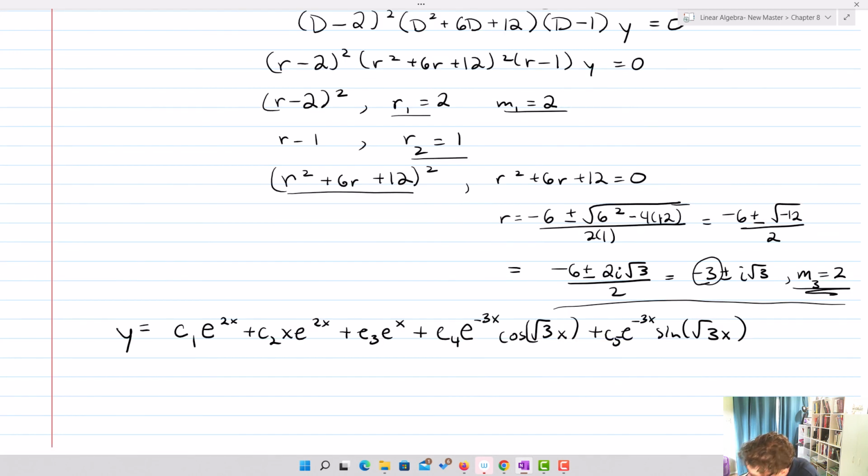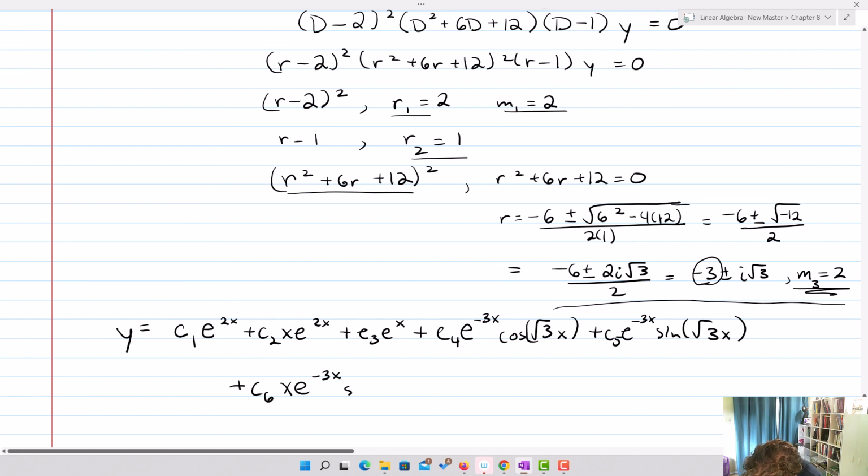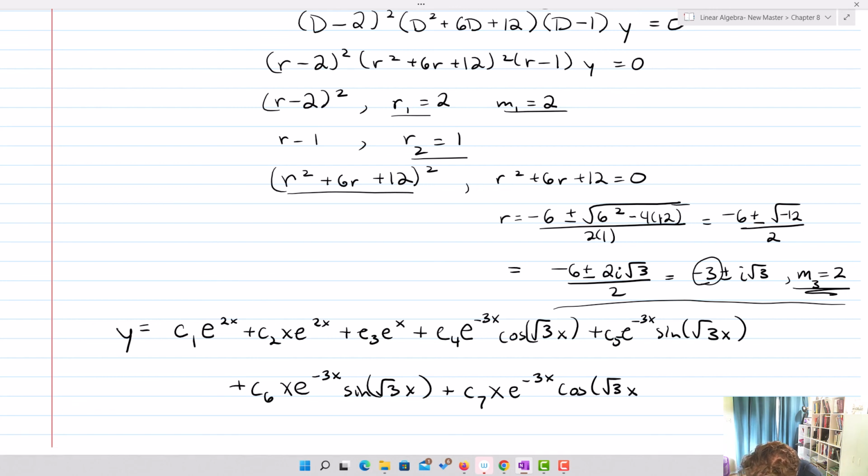And notice that we have a multiplicity of 2. So in order to deal with that multiplicity of 2 for our complex roots, we're just going to multiply by a power of x. So this is going to end up being plus C6 x e^(-3x) sine root 3x plus C7 x e^(-3x) cosine root 3x. So we deal with repeated complex roots the same way we deal with repeated real roots, by multiplying by a power of x for each repetition.